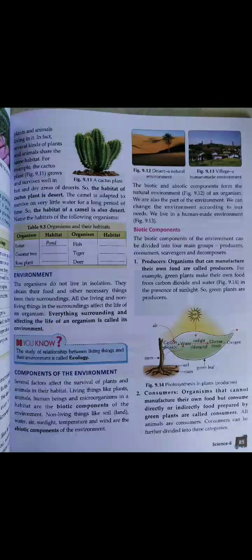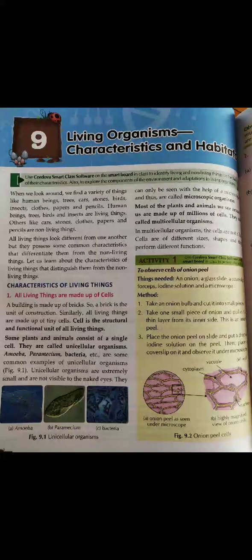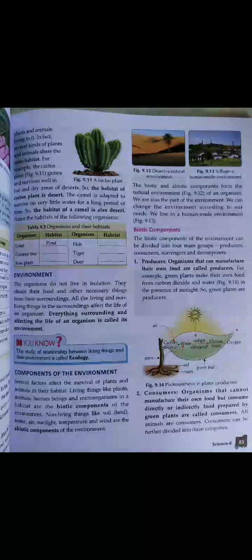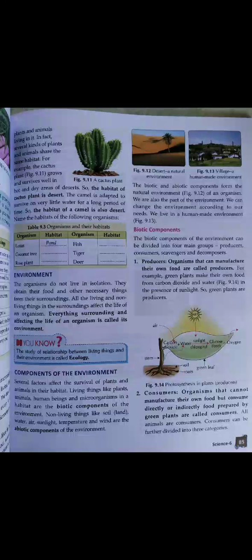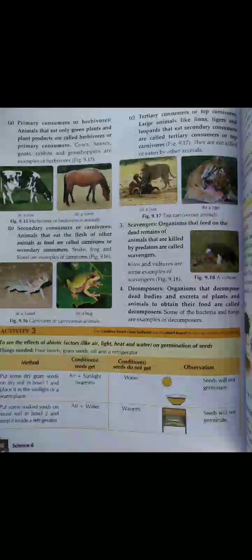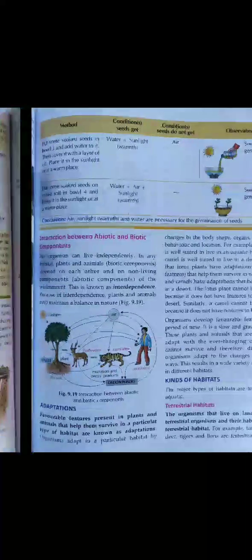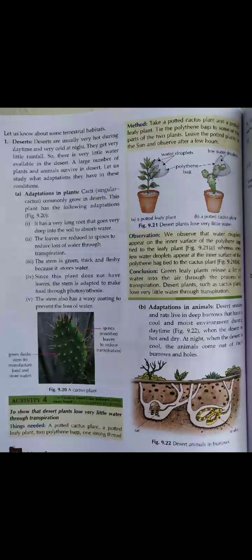So, in the previous video, we studied our chapter 9, named Living Organisms, Characteristics and Habitat. In the previous video, we studied up to the topic habitat. In this video we will continue our chapter and study environment, components of the environment, primary consumers, secondary consumers, tertiary consumers, scavengers, decomposers, interaction between abiotic and biotic components, adaptations, kinds of habitats, terrestrial habitats, deserts and much more. So, we will continue our chapter.